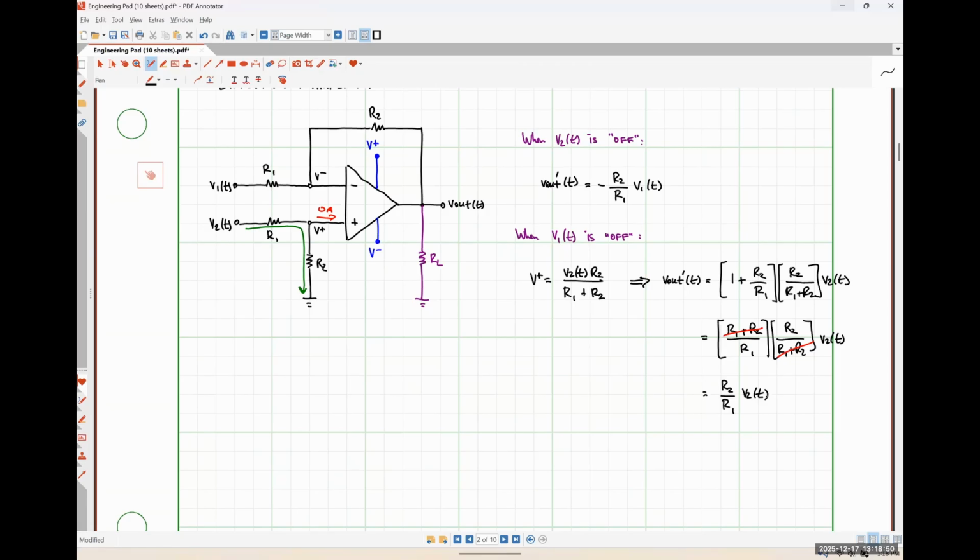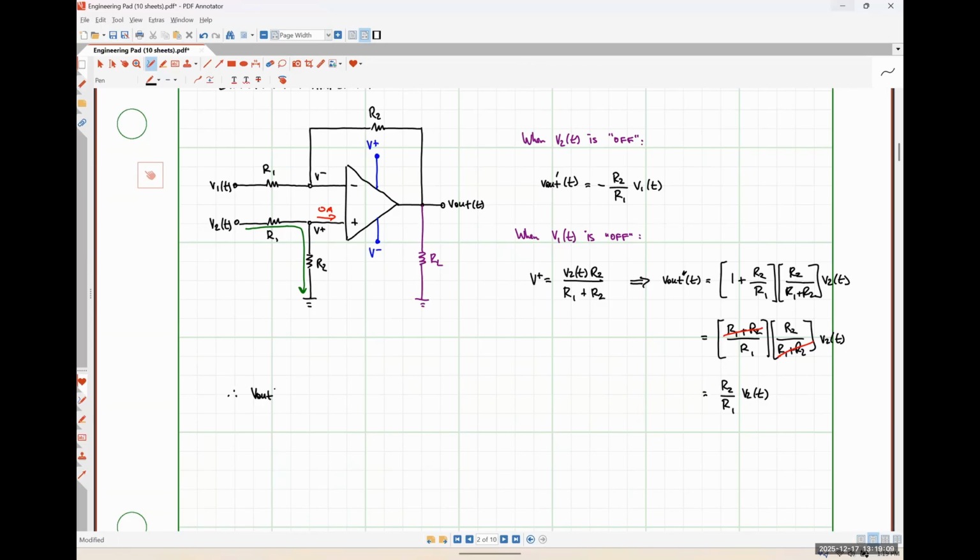So now, when I consider the case where both input signals are on, my output is just going to be a combination of those two outputs. And sorry, this guy should have been double prime. My apologies. Okay. So I'm just going to do this over here.